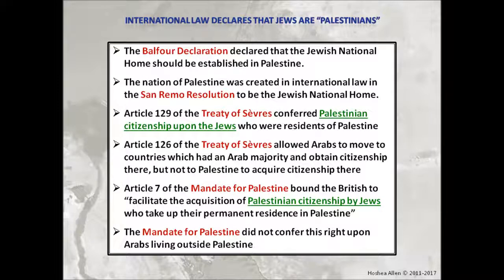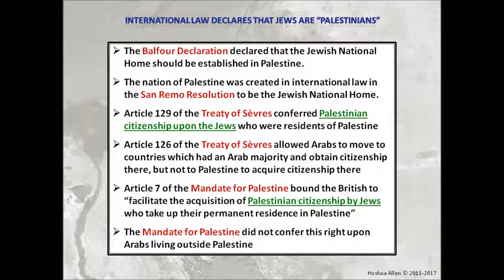Now, this may seem a little strange to our ears today, but it was pretty normal practice before 1948 to refer to Jews who lived in the land of Israel as Palestinians. For example, the Israel Philharmonic Orchestra of today used to be called the Palestine Philharmonic Orchestra. The Jerusalem Post of today used to be called the Palestine Post, and so on.